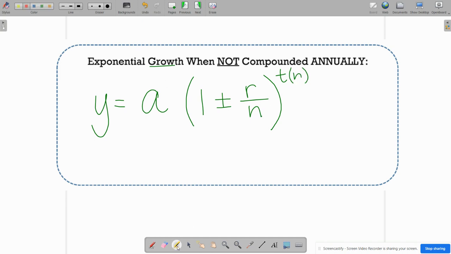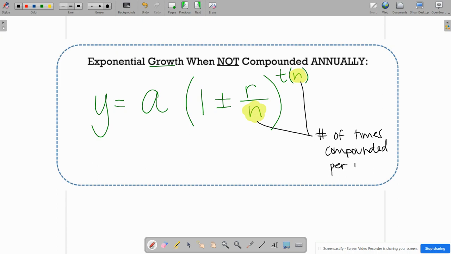So let's label some of these things so it makes more sense. What does N mean? This N basically stands for the number of times compounded or calculated per year. So if it's quarterly, then N is going to be 4 in each of these sections. If it's monthly, N is going to be 12 for each.